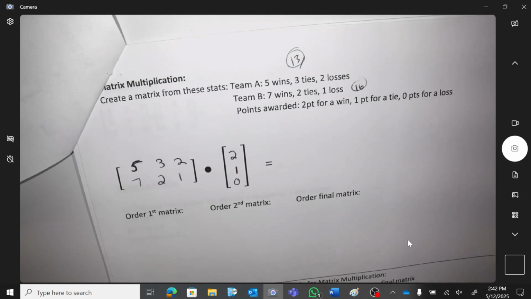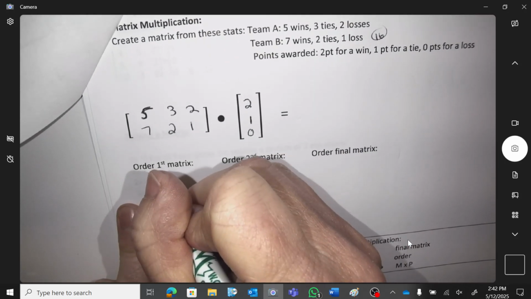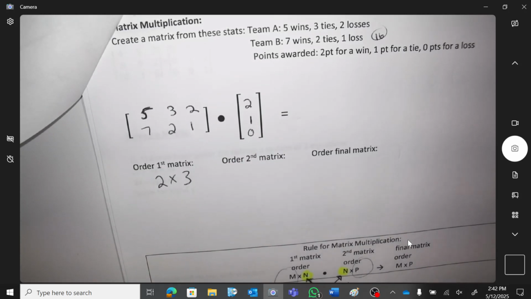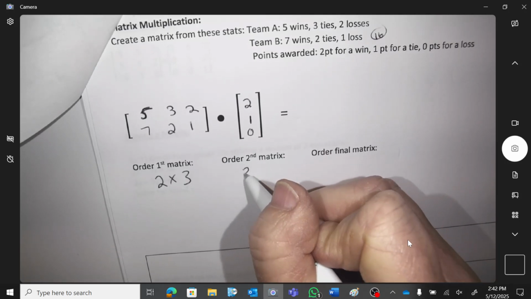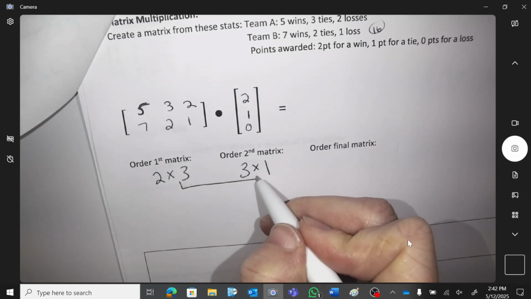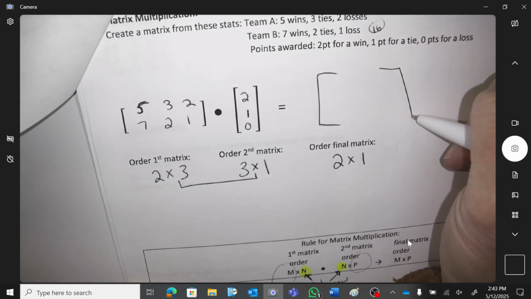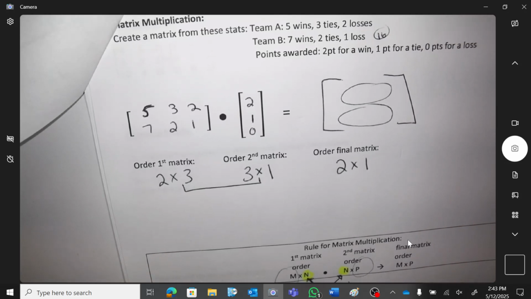Okay, so let's see. What's the order of this one? How many rows? 2 by 3 columns. What is the order of this one? How many rows? 3 by 1. Do we match? Yes. So our final matrix is going to be a 2 by 1. So it's going to have 2 rows and 1 column.